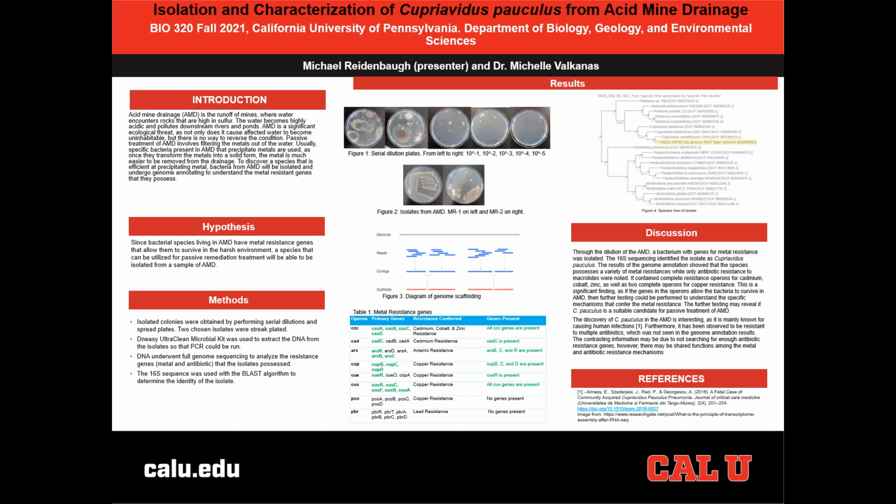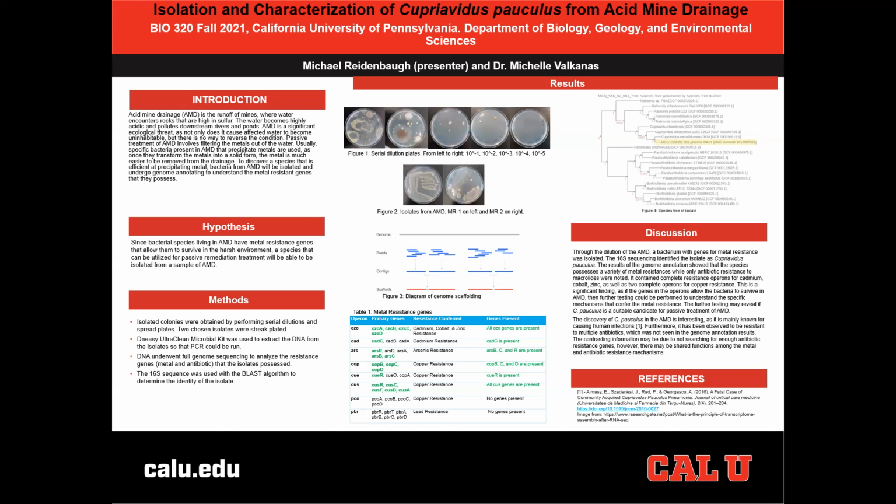And so to actually see if this is a novel bacteria or not, I ran the 16S ribosome sequence through the BLAST algorithm, which is on a website. And this actually showed that the organism that my partner isolated was called Cupriavidus pauculus. And this is kind of supported by the species tree, since it shows that they're from the same genus.